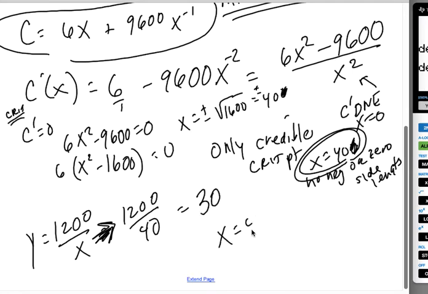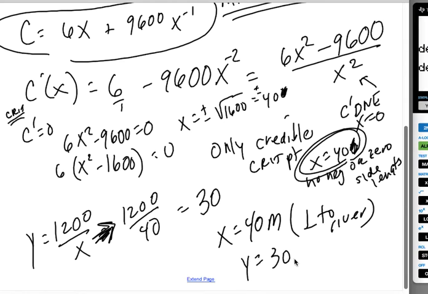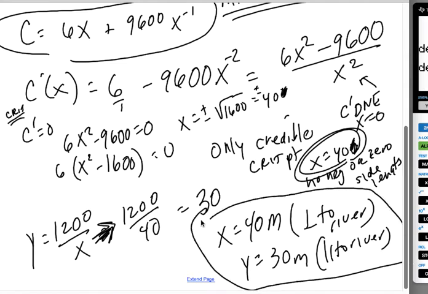So x is 40 meters, and x is the side that runs perpendicular to the river. And y is 30 meters, and that's the side that runs parallel to the river. Now, if you have a diagram that shows that, as we did, it's totally fine. Sorry that I accidentally square rooted 1600 and got 400, which makes no sense at all. Okay, so moving on.